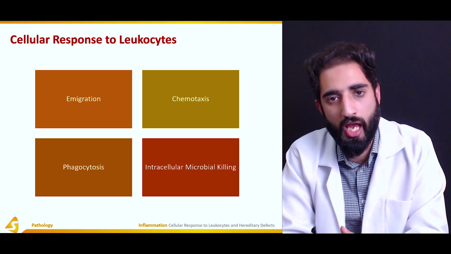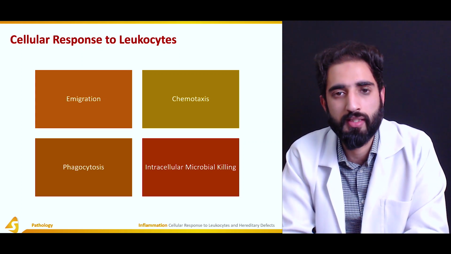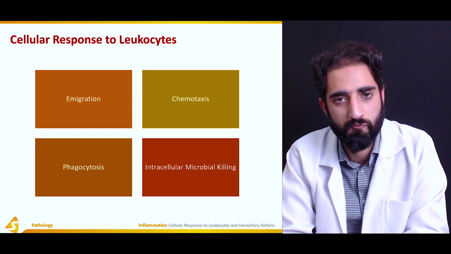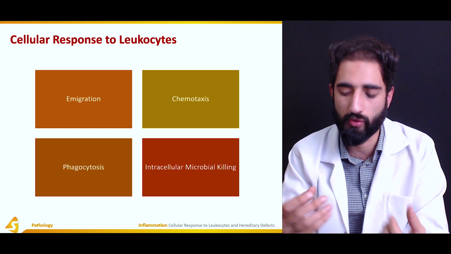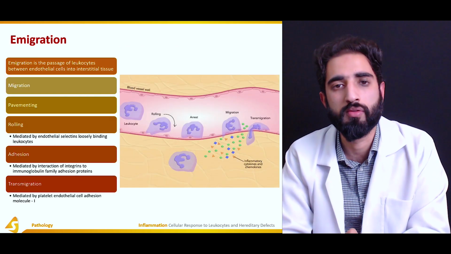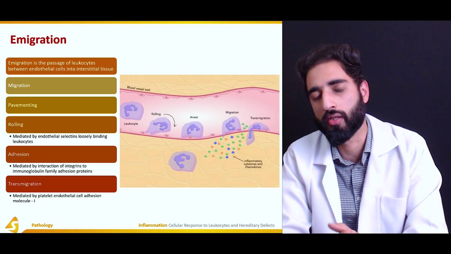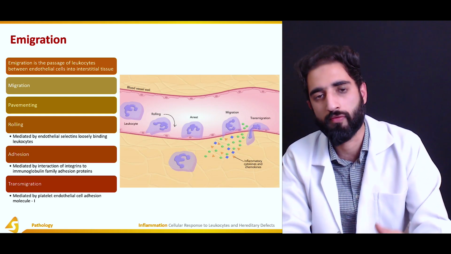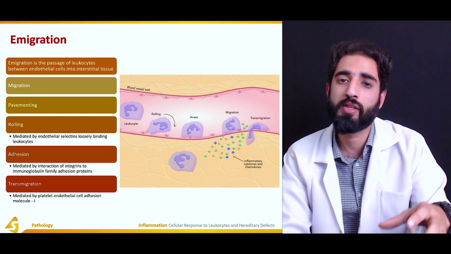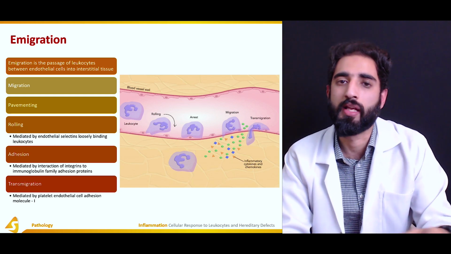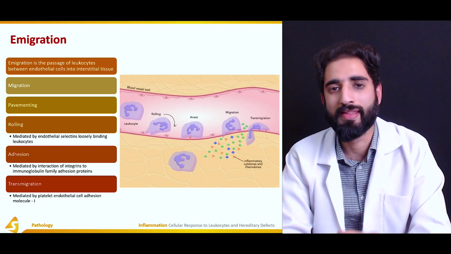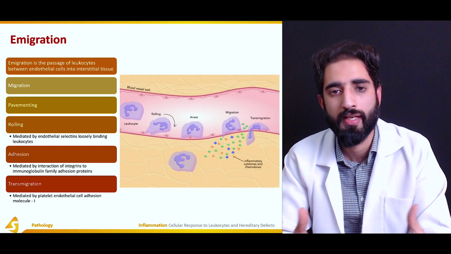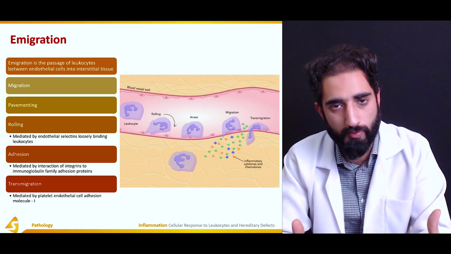There is emigration, chemotaxis, phagocytosis, and intracellular microbial killing. So let's take a depth view of these terms. First of all, we have emigration. If you remember the previous slide, we discussed that during the process of inflammation, different types of cells and leukocytes come to the site of injury. But how does that happen? That is known as the process of emigration.